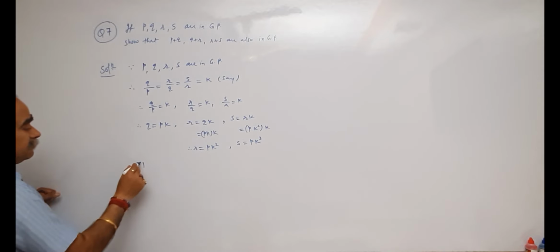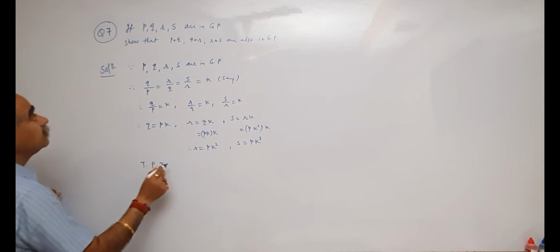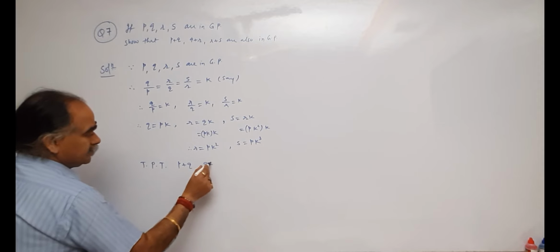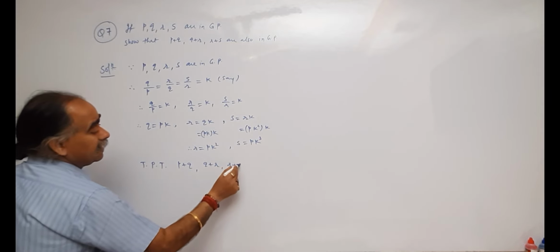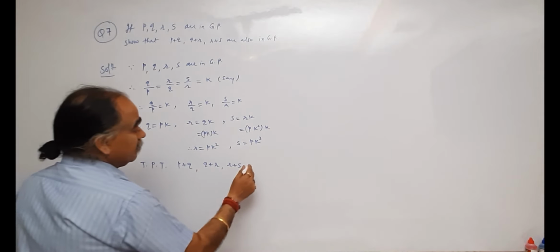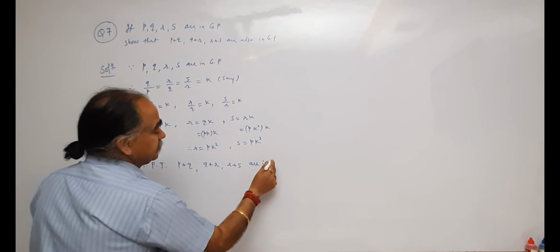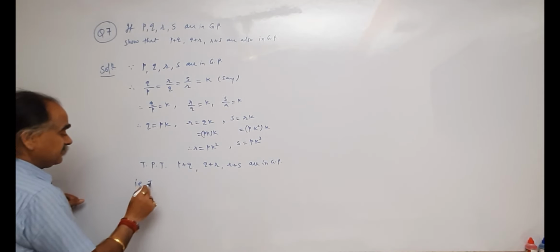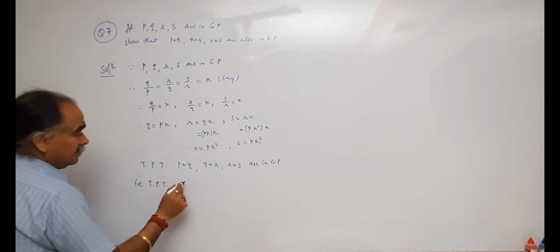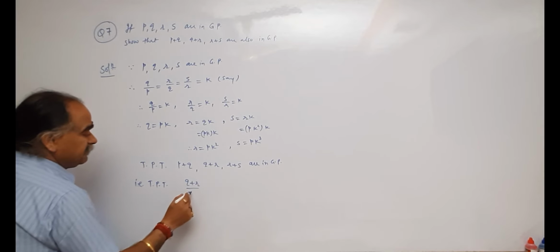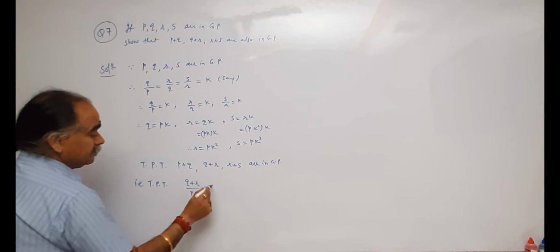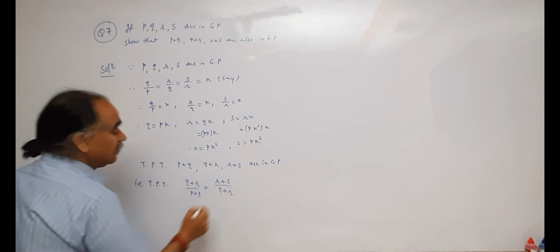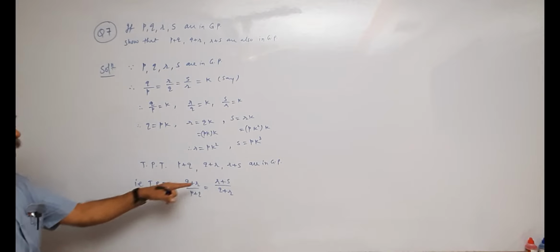Now what we have to prove? To prove that P plus Q, Q plus R, R plus S are in GP. That is to prove that Q plus R upon P plus Q is the same as R plus S upon Q plus R. So finally we have to prove this.